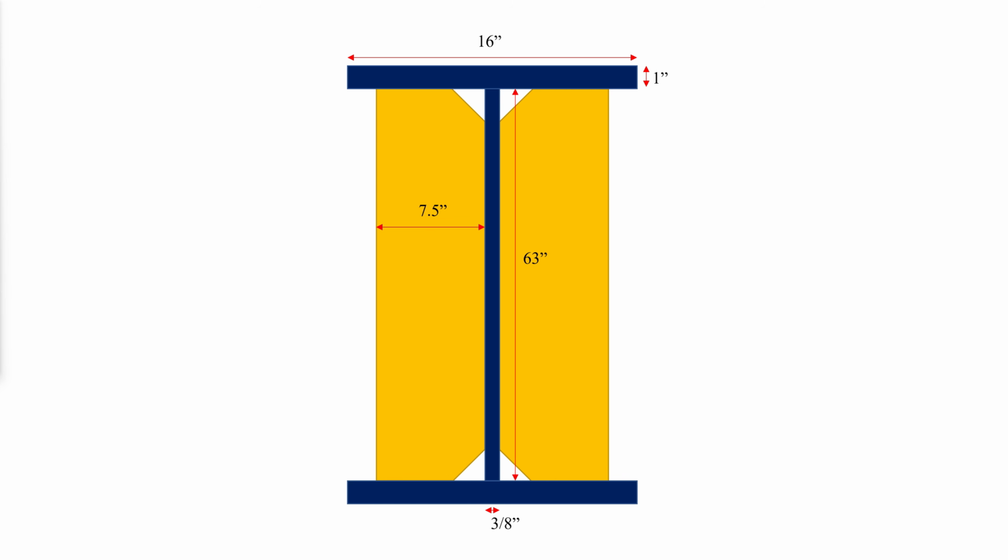Under each concentrated load is a pair of bearing stiffeners. Double bearing stiffener pairs are placed at the supports. The plate girder is made of 16 by 1 inch top and bottom flanges and a 63 by 3/8 inch web. The stiffeners are 7.8 inch wide and 3/4 inch thick. All plates used are of A36 steel.